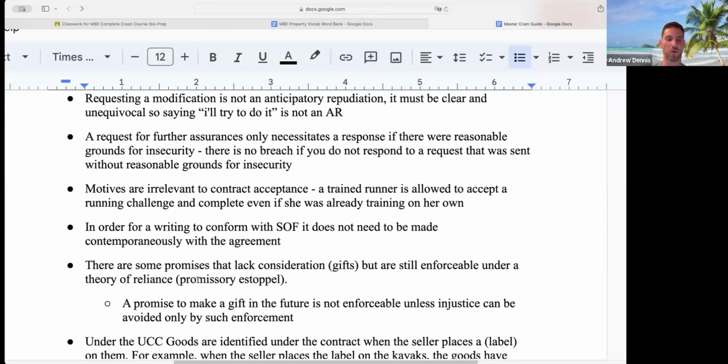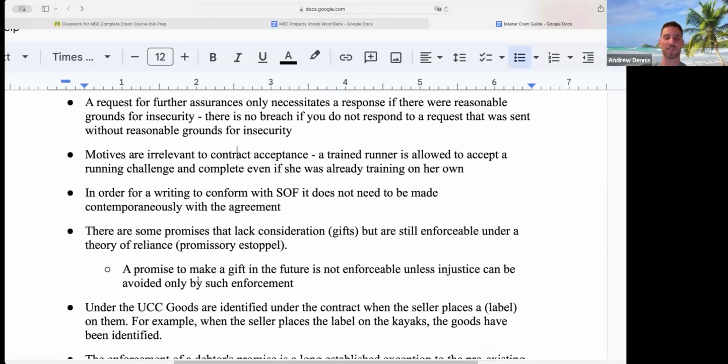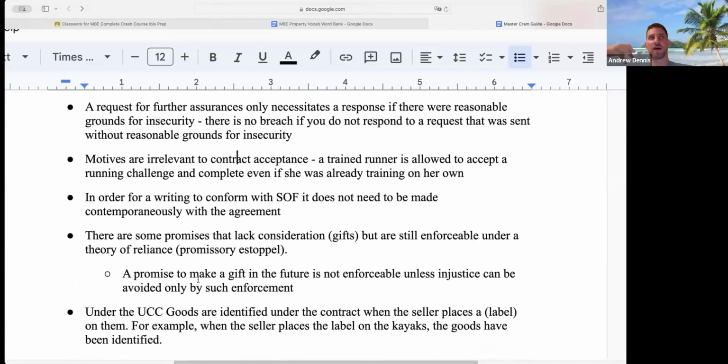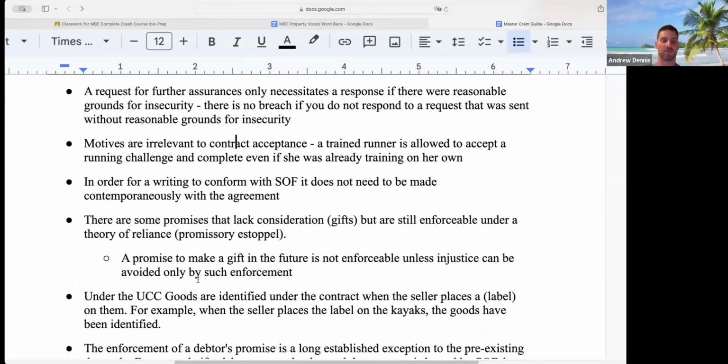In order for writing to conform to the statute of frauds, it does not need to be made contemporaneously with the agreement. Tommy and I can come to an agreement and then put it in writing later. That's fine, especially the confirmatory memo rule. Just in general, there can be a later writing that satisfies the conditions of the statute of frauds.